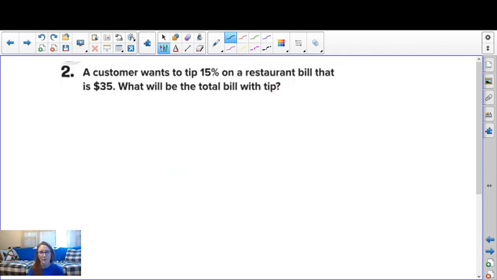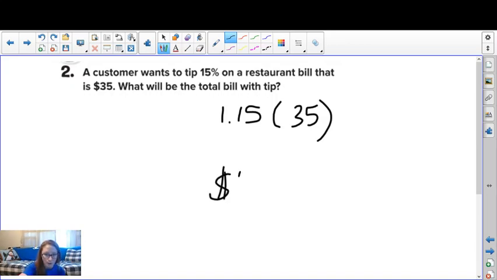A customer wants to tip 15% on a restaurant bill that is $35. What will the total tip be? So again, you're still going to add that money on top of what you're already paying. It's just like what we did in the last two examples. I'm going to add that 15% on with my 100%, which would be 115, so 1.15 as a decimal. And then I'm going to multiply that with the bill price, which is $35. And that gives me $40.25.